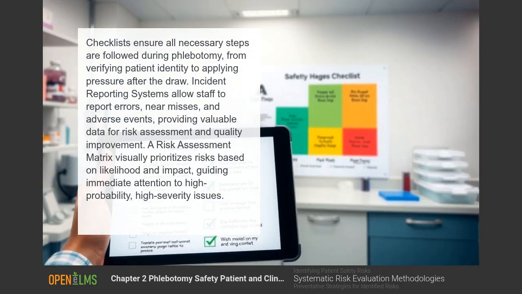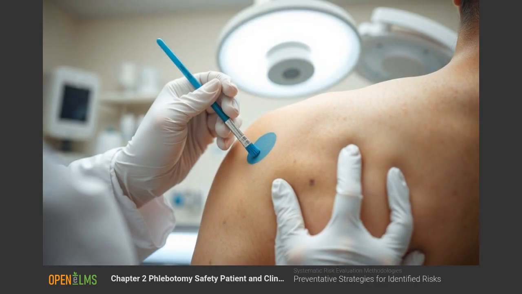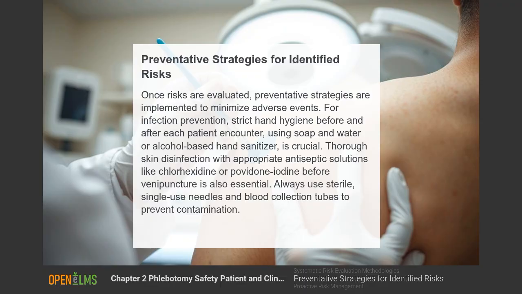checklists ensure all necessary steps are followed during phlebotomy, from verifying patient identity to applying pressure after the draw. Incident reporting systems allow staff to report errors, near misses, and adverse events, providing valuable data for risk assessment and quality improvement. A risk assessment matrix visually prioritizes risks based on preventative strategies for identified risks.